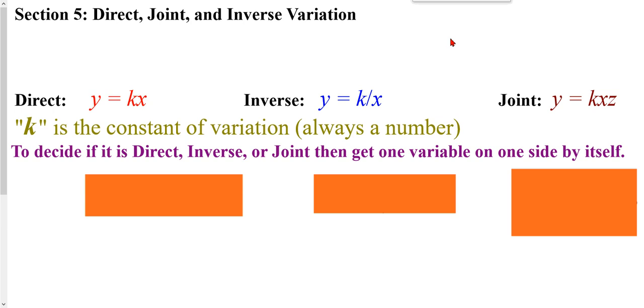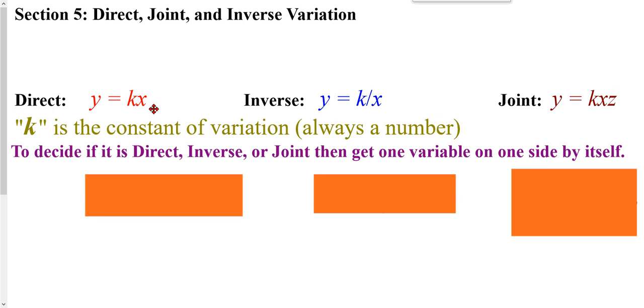We are going to take a look at direct, joint, and inverse variation. Direct variation is always in the form of y equals k times a number. So basically, if x gets bigger, then y gets bigger. If x gets smaller, y gets smaller. What one does, the other does. So that's direct variation. The k here is referred to as your constant of variation.